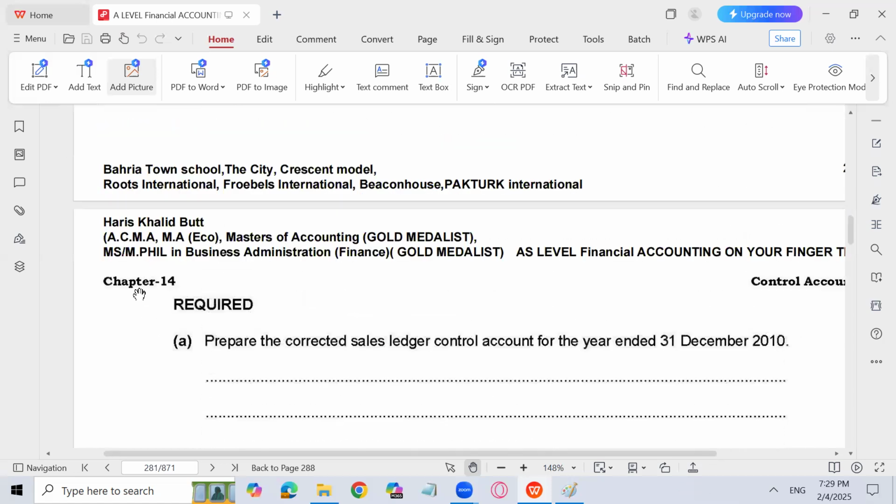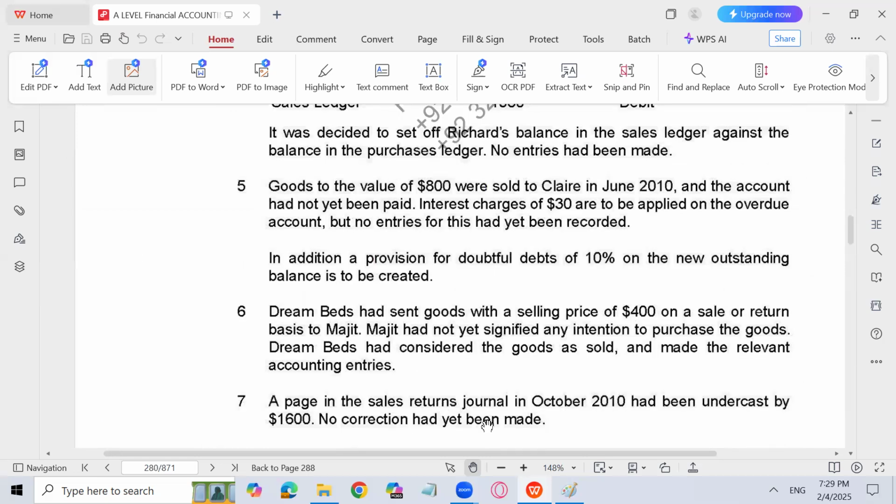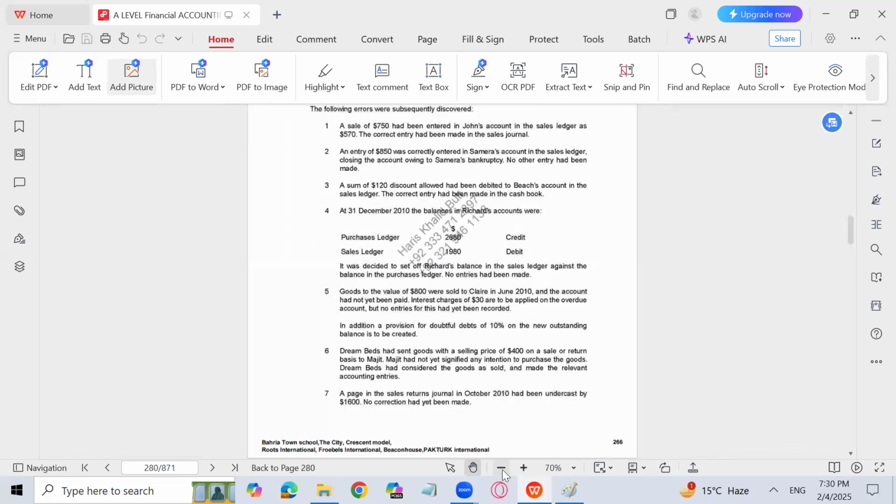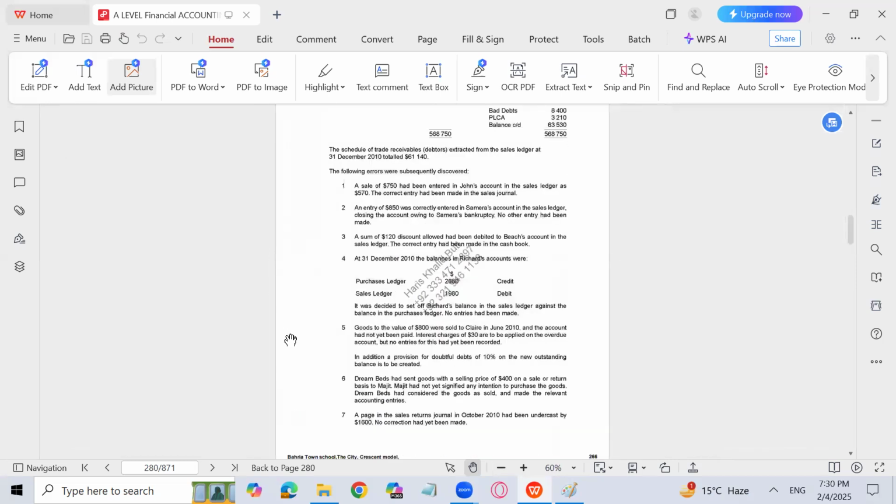Right? So I want you to solve this question. If you won't be able to find it, I think you should take a pic so that it will become easy for you to handle the question.